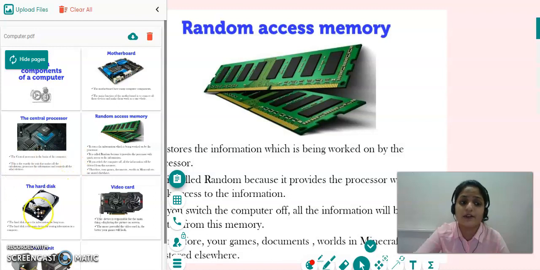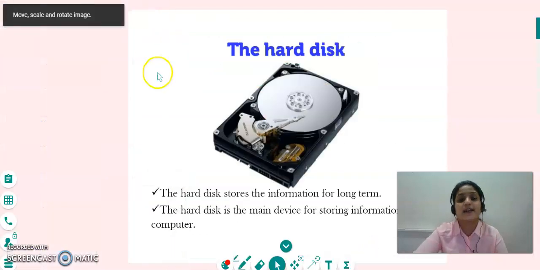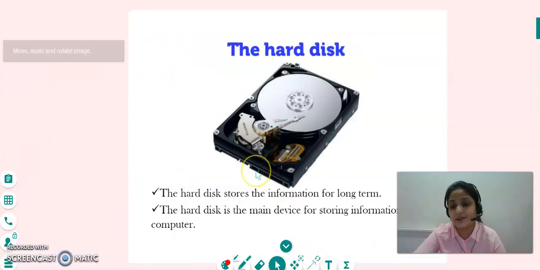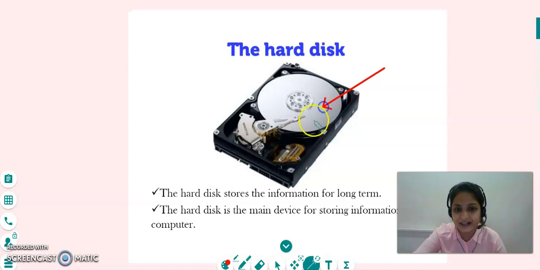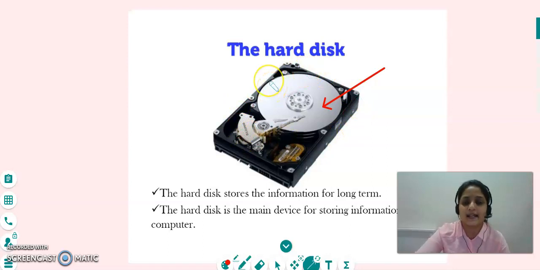The next one we are going to learn about is the hard disk. This is the thing which is used for long-term storage. It is the main device for storing information. You can see here it is like a CD drive, right? When this spins, you will be able to write data on it. So the hard disk is very important, and you will be able to store a large amount of data on it.